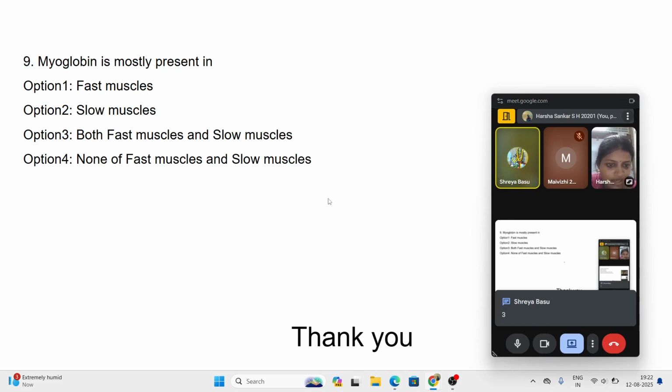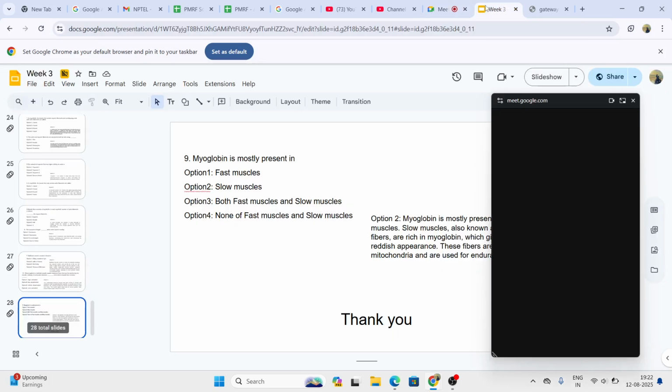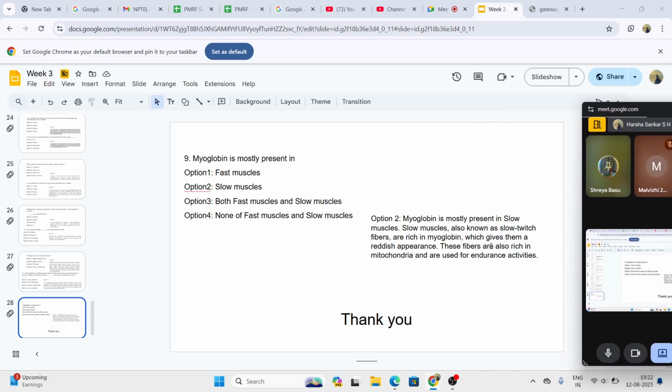Correct answer is slow muscle. Myoglobin is more present in slow muscles. Why? Because of this, they appear red in color. So slow muscles are also known as myoglobin-rich fibers. Due to this myoglobin, these slow muscles have a reddish appearance. And what is the speciality? They are rich in mitochondria and are used for endurance activities. So please keep that in mind.